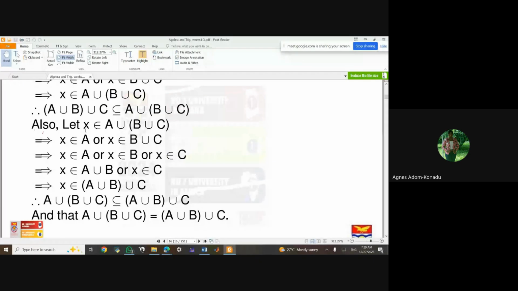So since I've been able to move from here to here, it means that A union (B union C) is contained in (A union B) union C. And since this is contained in that, and the first one is also contained in the other one, then it implies that A union (B union C) is equal to (A union B) union C.